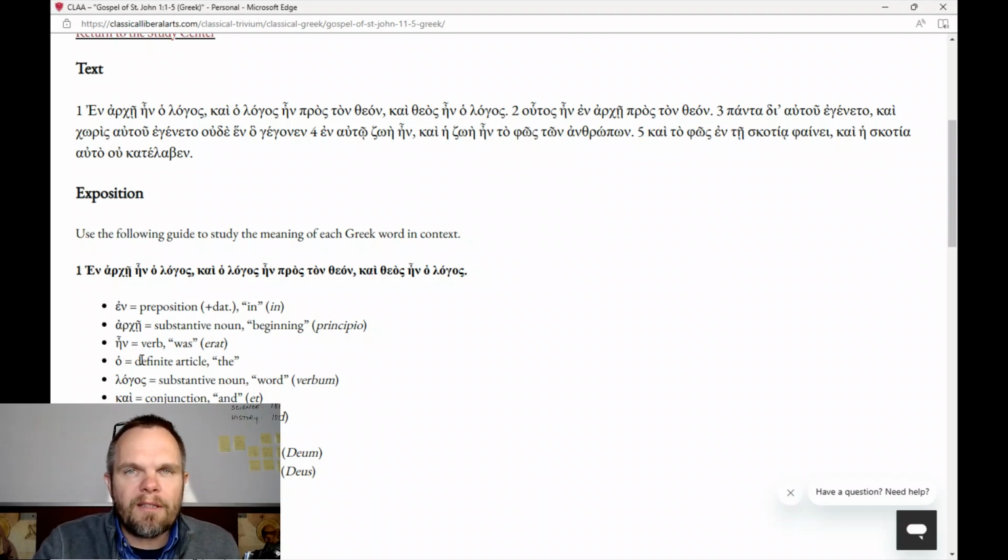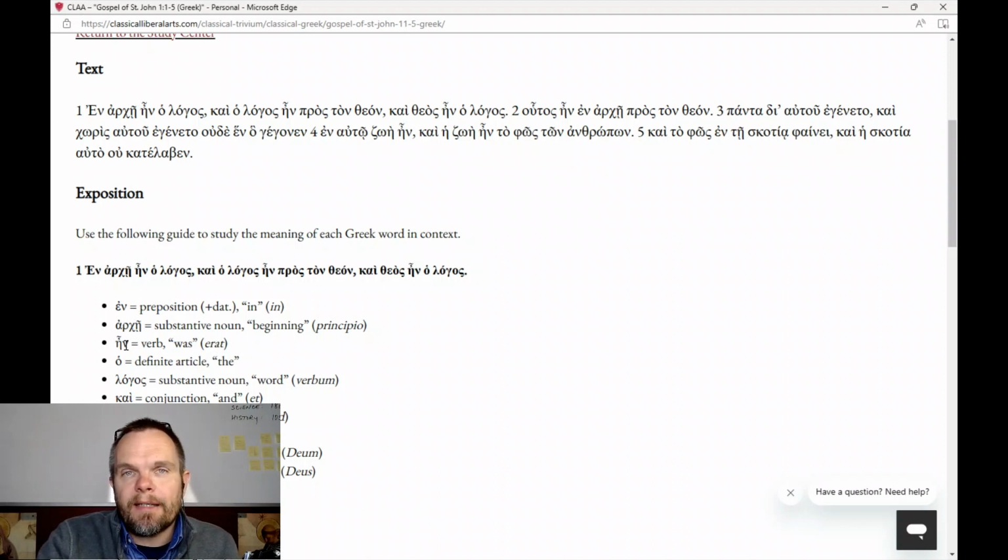So if you've already studied Latin, it'll be helpful to look at the Latin equivalents. So this first word is the preposition en, and it means in. The second word is the noun arche, and it's in the dative case, so it follows that preposition. Arche means beginning, in beginning. Ein is the verb was. Ein, was. In the beginning was.